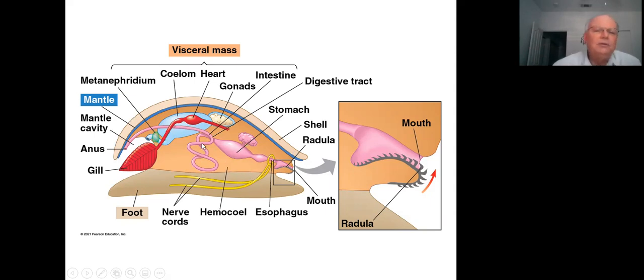The nerve system consists of a ring of nerves around the anterior end of the gut and a pair of nerve cords that run through the foot to coordinate the rhythmic contractions of the muscles of the foot to allow the animal to crawl.